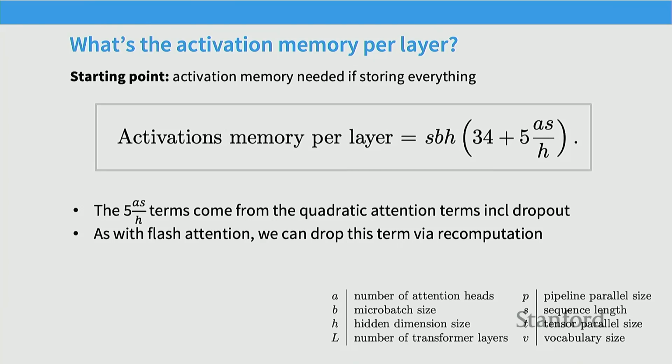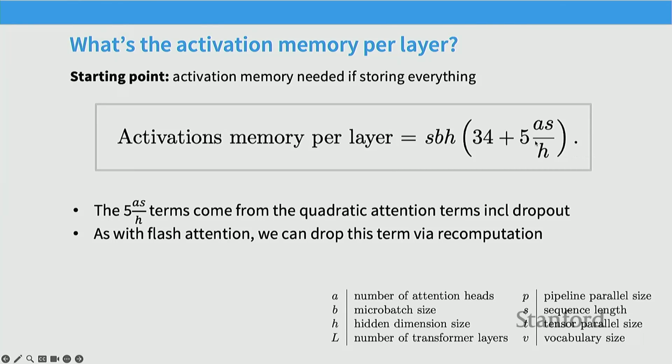And there's a handy formula here, and this is the amount of memory you need. It's SBH times (34 plus 5AS over H). And some of these numbers are mystifying, but actually they're not so mystifying. You can very much see that there's a left term and then there's a right term. The left term comes from the MLP and other pointwise operations. That's where SBH times 34 comes from. These depend on the size of your residual stream, the H.